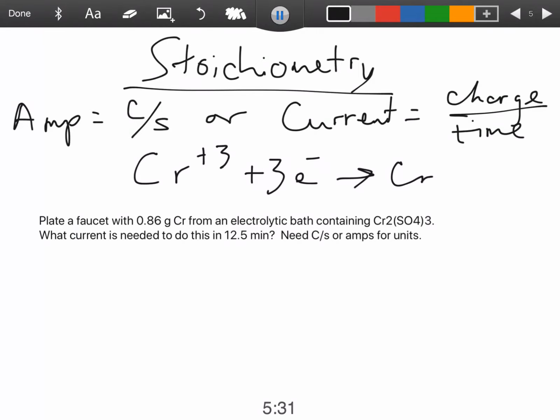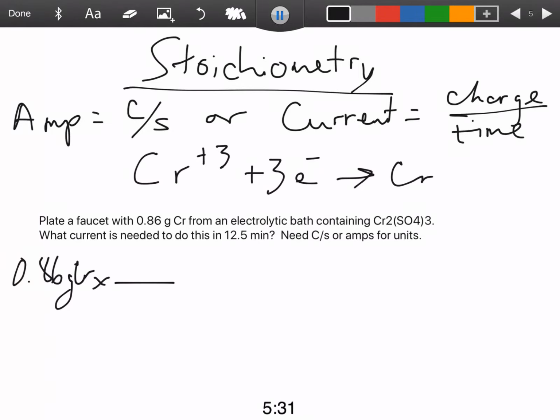If I want current, that means I need charge divided by time. I need coulombs per second for units, or amps for seconds. Either one will work, right? And so let me start. I recognize first off that 12.5 minutes is going to be in the denominator because I need time in the denominator. Everything else needs to be in the numerator. So let me start with the 0.86 grams up in the top, and that's grams of chromium. And I want to convert that into moles.